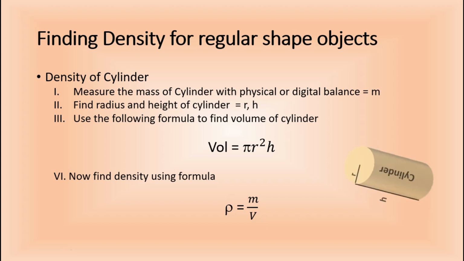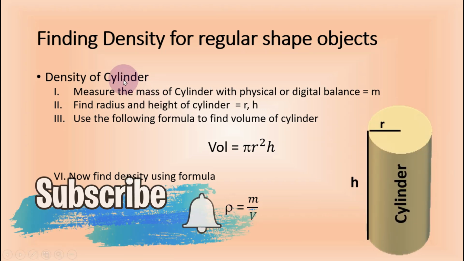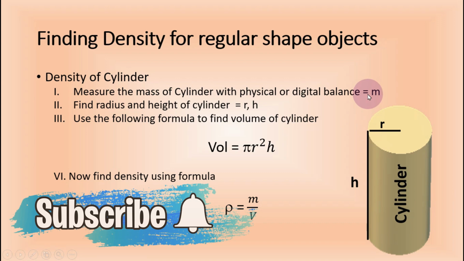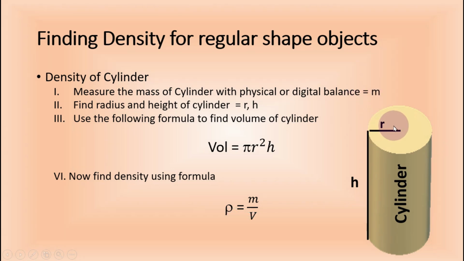Now let's find out the density of cylinder. For this purpose, again the first step is to find out the mass, which is m. Then we find out the radius by using the vernier caliper, and the height by using ruler or by using the vernier caliper if it is a small cylinder, or by using the meter rod if it is a big cylinder. Then the volume of the cylinder is pi r square h, and then the density is equal to mass divided by volume. In this way we will find out the density of cylinder. So for cylinder we need radius and height and mass to find out its density.